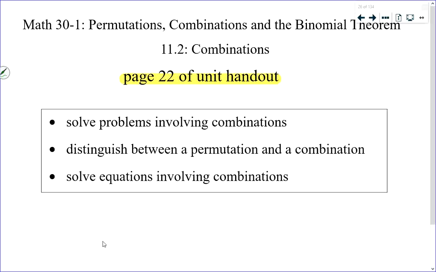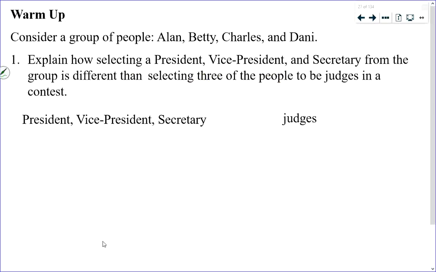We're going to be solving problems involving combinations. Before we do that, we will have to review and talk more about the difference between a permutation and a combination. And then we will be using a formula for combinations, like we had a formula for permutations. We'll be using a formula for combinations to solve equations.